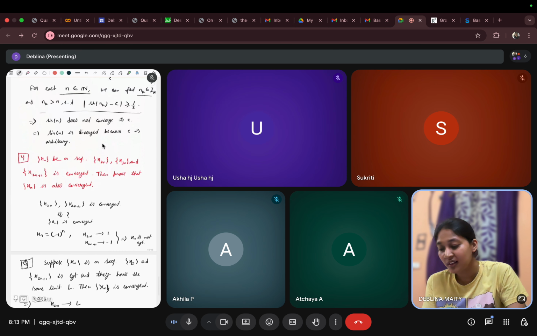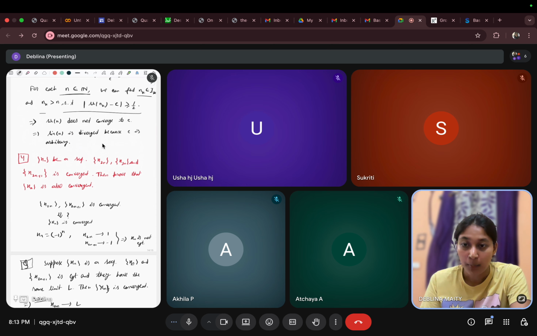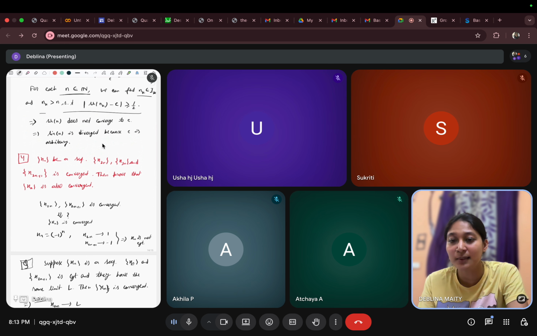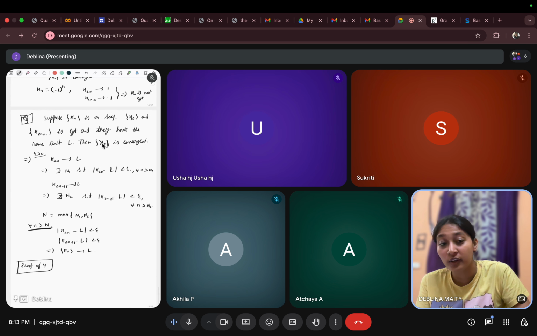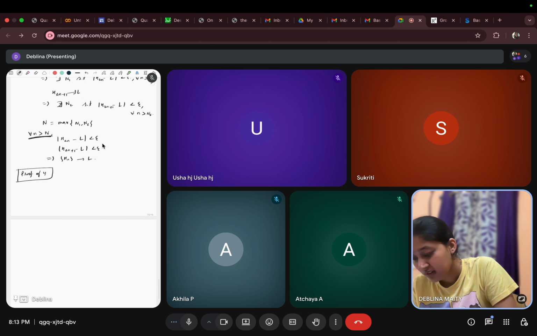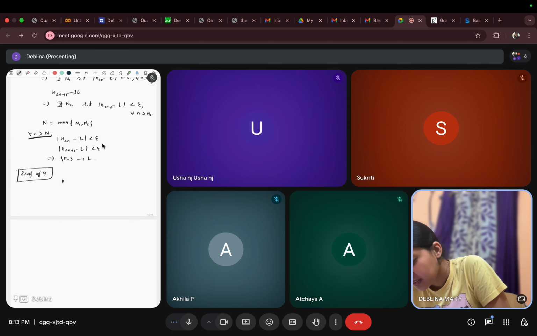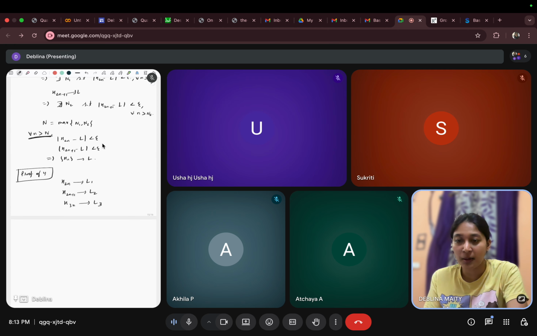So what are we given? x2n, x3n and xn+1 are convergent, but we are not given that they are going to the same limit. So first we have to prove that they are going to the same limit. Suppose x2n converges to L1, x2n+1 converges to L2, and x3n converges to L3. We have to prove that L1, L2, L3 are the same.